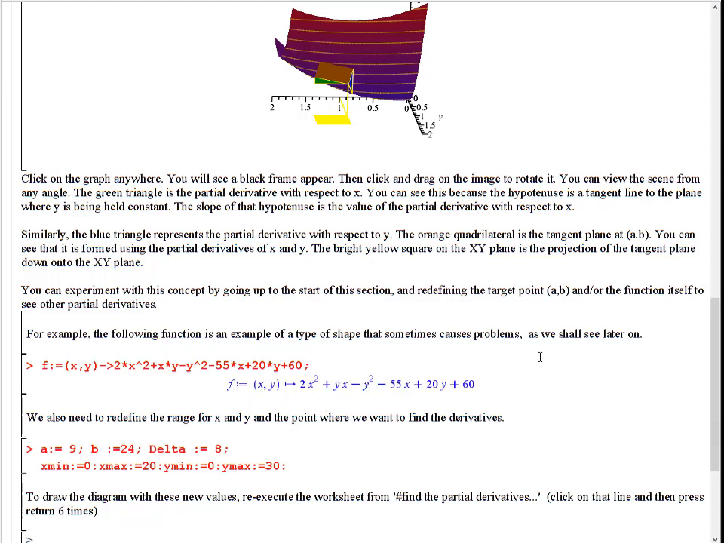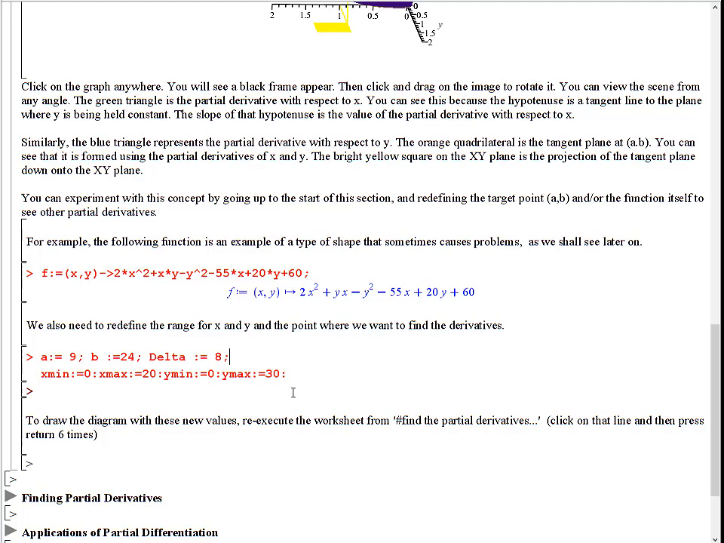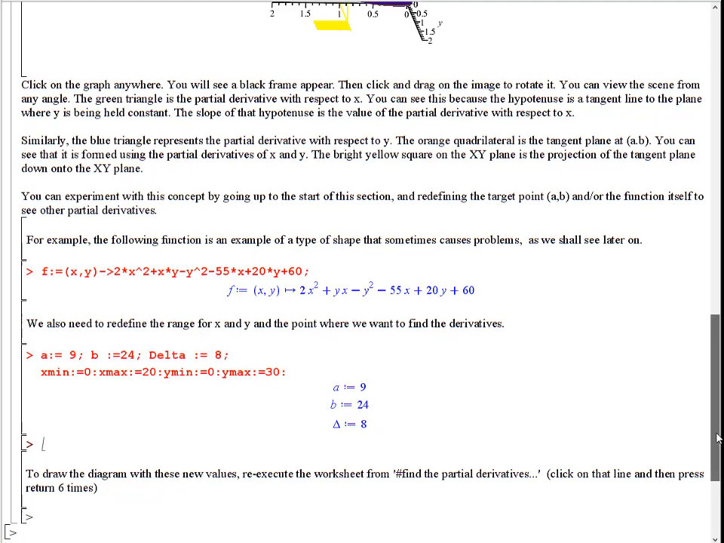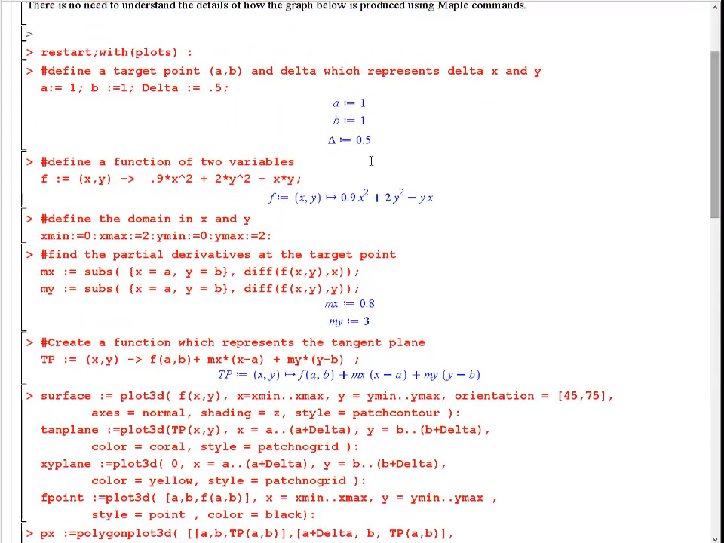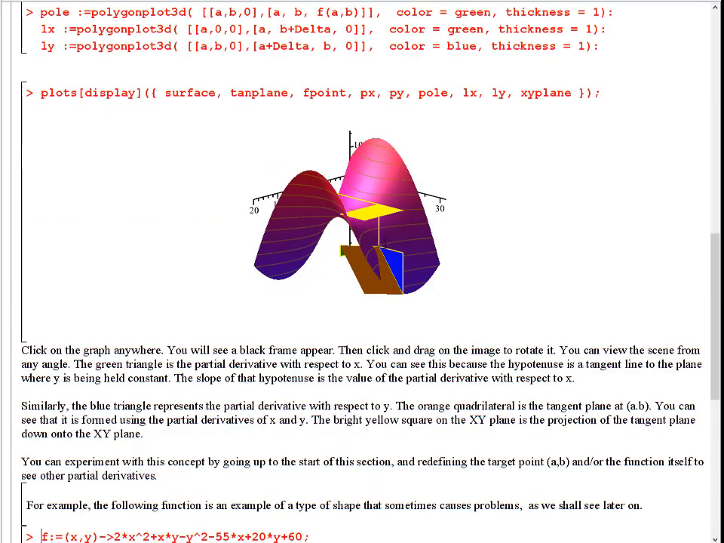So I'm redefining the function here. Again, it's a function of x and y, it's a quadratic. I'm going to redefine the range we're looking at. So I'm starting at the point 9 and 24, and I'm going to increase by 8 when I work out the two derivatives. And then go back and find the partial derivatives. So we go back to here and execute these commands, but now we have a new function. So the partial derivatives are new, this is all new. Eventually it's going to draw it now.